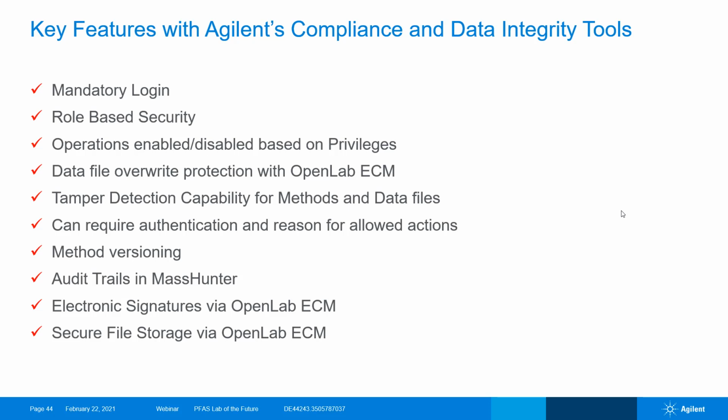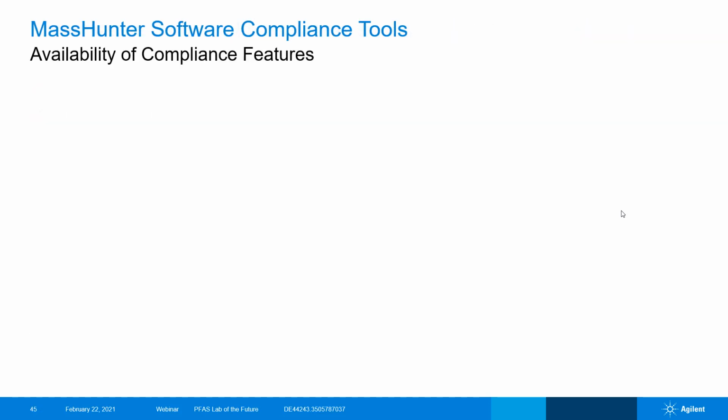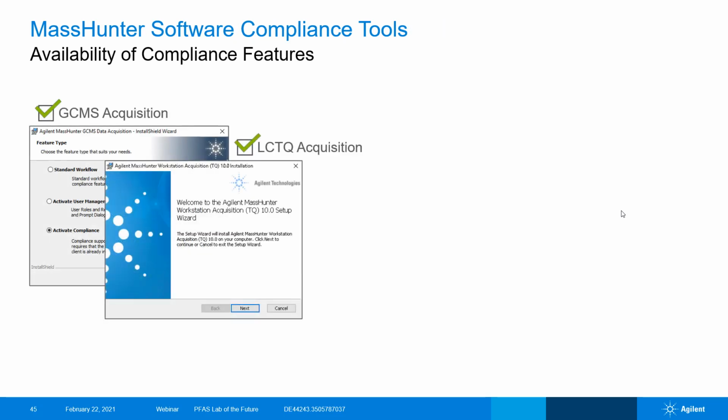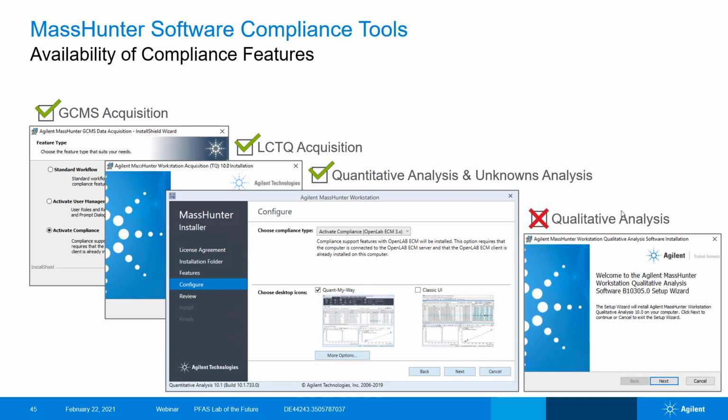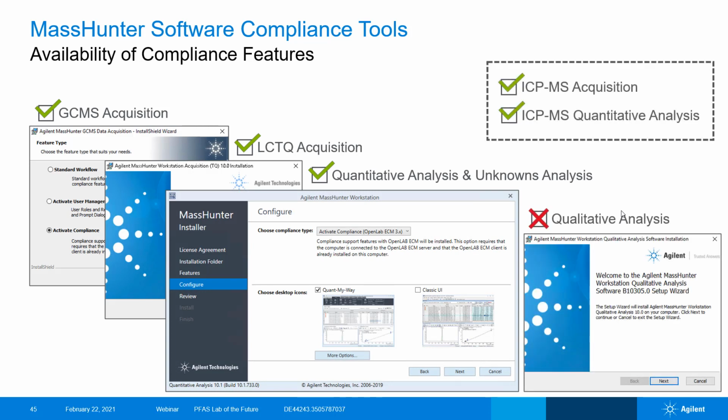Also role-based security, so not that everyone has access to everything, but you can actually have it role-based, defined by the lab. Also adding and removing privileges, the ability to override protection on the software, and method versioning, audit trails, and electronic signatures are really critical as well. What's also really critical, though, is the ability, as I mentioned, for this lab of the future to have compliance that's interchangeable and relatable to different kinds of analysis as well.